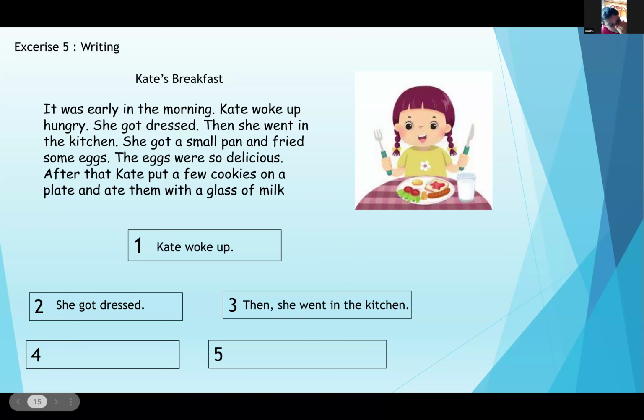She got a small pan and fried some eggs. Okay, then let's see if it's correct. All right, part of it. She got a small pan and fried some eggs, which can be summarized by this action here. She fried eggs. And for the last action, what did she do after she fried some eggs?